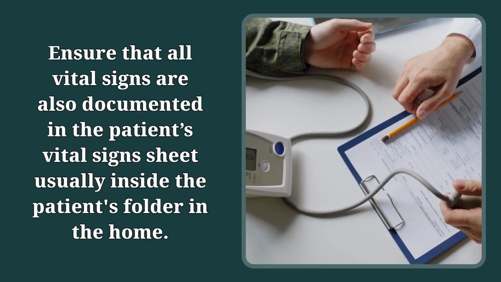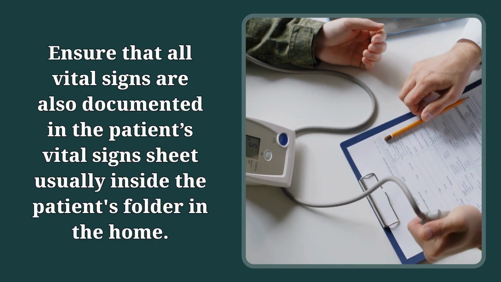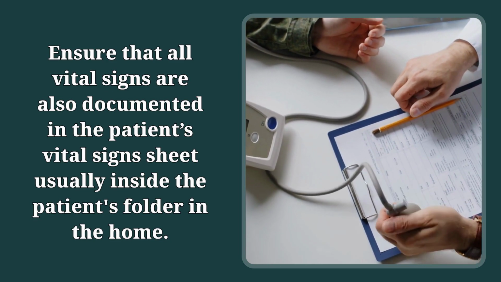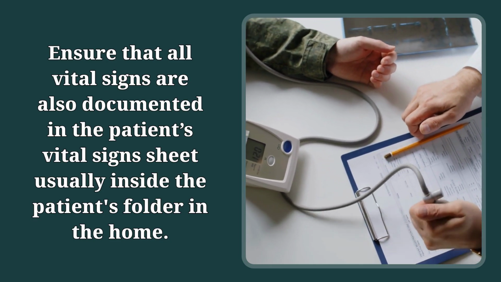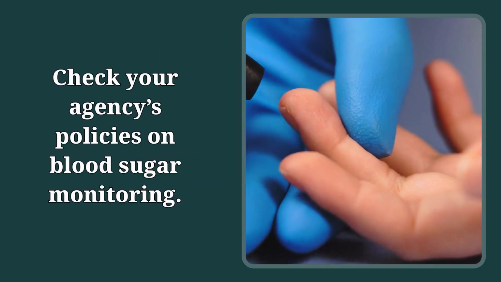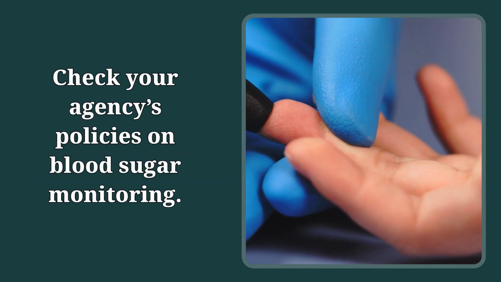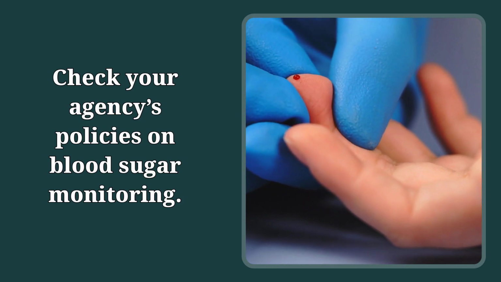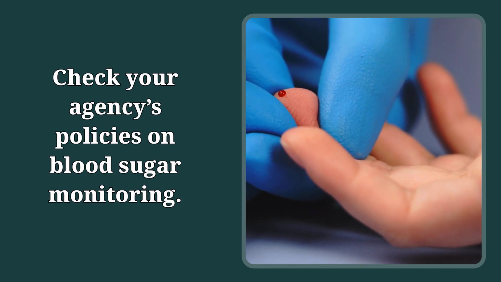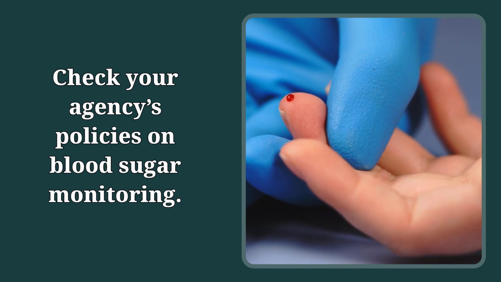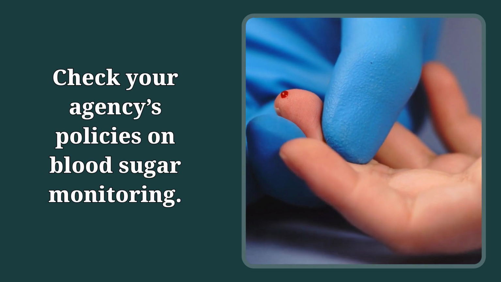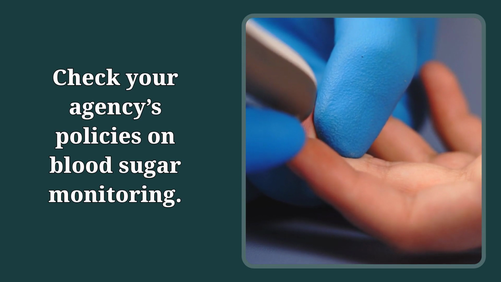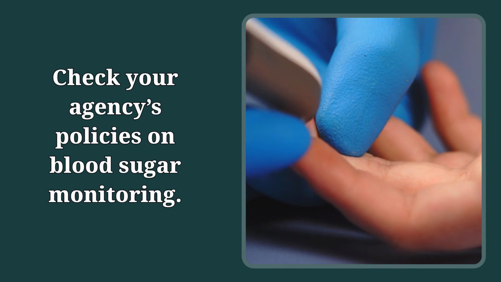Ensure that all vital signs, temperature, pulse, respiration, weights, blood sugars, O2 sats ordered, are also documented in the patient's vital signs sheet, usually inside the patient's folder in the home. Check your agency's policies on blood sugar monitoring. Due to increased risk for cross-contamination, use of the nurse's glucometer to check the patient's blood sugar is usually prohibited. Use the patient's own blood sugar monitoring machine. If unavailable, contact MD to obtain orders to assist with helping the patient obtain one. Blood sugar readings should indicate if it is random or fasting.